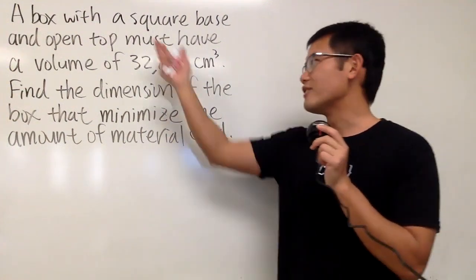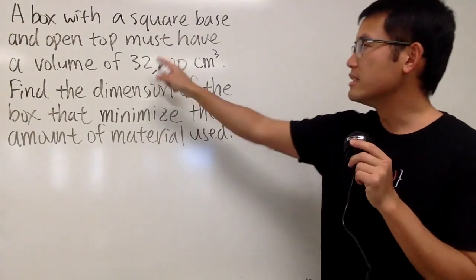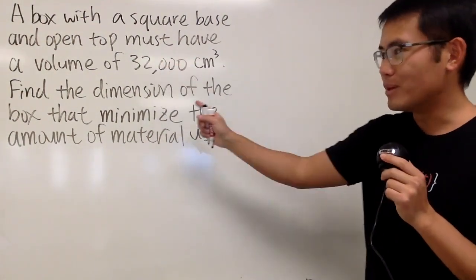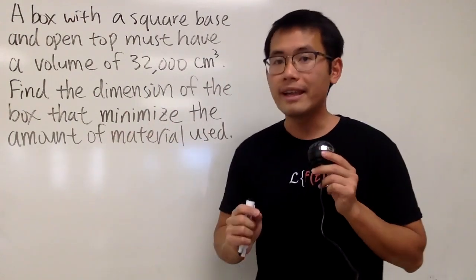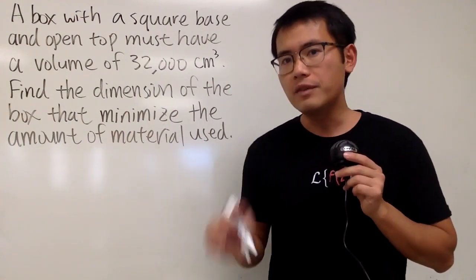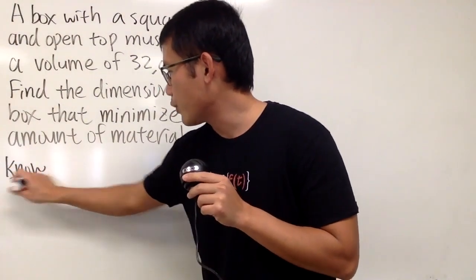Okay, for this question, we have a box with a square base and open top, and we must have the volume to be 32,000, and we're going to find the dimensions of the box so that we can minimize the amount of material used. In other words, we have to minimize the surface area. So now, let's put down what we know. I will draw a picture for you guys.